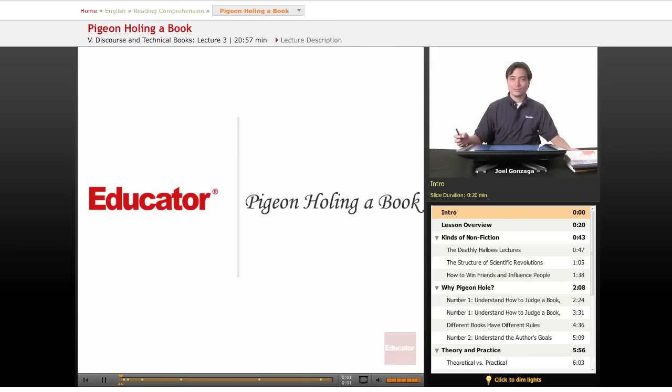To Educator, and for this lesson we're going to learn about how to pigeonhole a book. This lesson assumes that you already understand how to be a demanding reader and you're getting an idea of how to judge a book by its cover. This part is going to go over that in a little bit more detail.